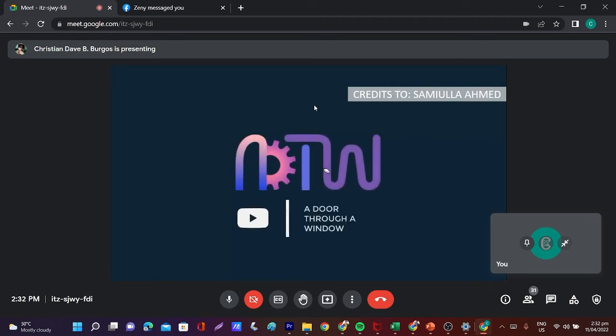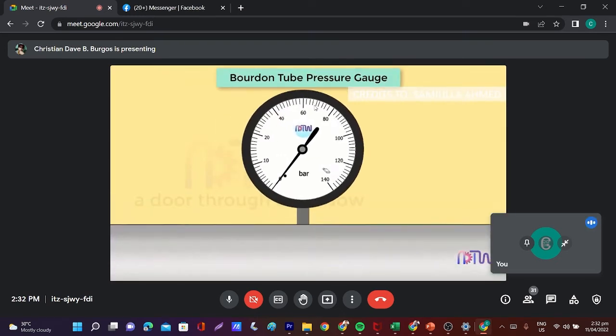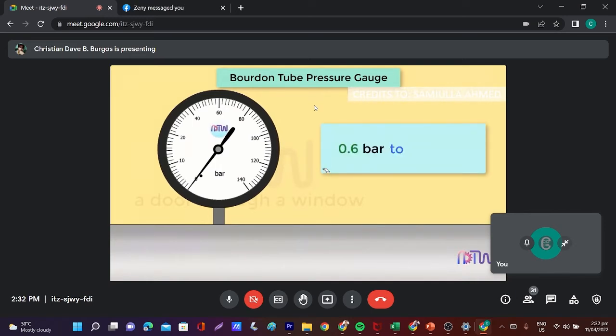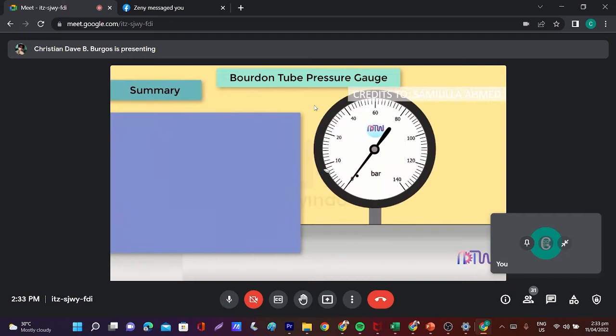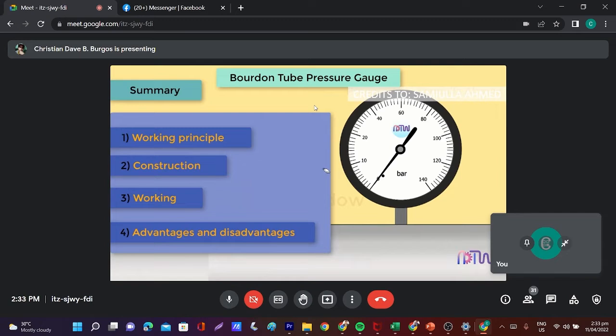Opo, may video po kami para po maintindihan ng mas malinaw. Are used for the pressure measurement of relative pressure from 0.6 bar to 1,000 bars. They are classified as mechanical pressure measuring instruments and thus operate without any electric power. This video will cover the following. 1. Working principle of Bourdon tube pressure gauge. 2. Construction. 3. Working. 4. Advantages and disadvantages. If you are new to ADTW, click on the subscribe button below and turn on the notification to get all the updates from our channel.